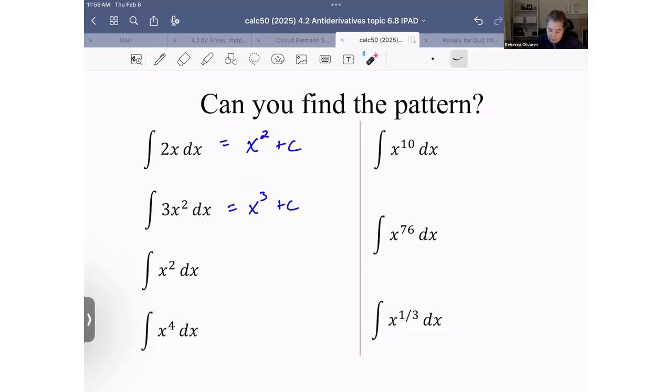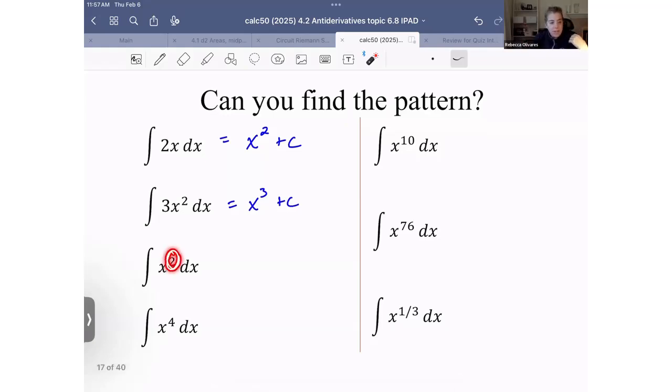But then it gets a little bit more challenging when it's not sort of instinctual. So the process here is that you're going to add 1 to your exponent. If we were together in the room, I would make you come up with a pattern, but it's a bit awkward with the Zoom, so I'm just going to tell you. You're going to add 1 to that exponent and then divide by that new exponent. So in this case, it's going to be x cubed divided by 3 plus c.